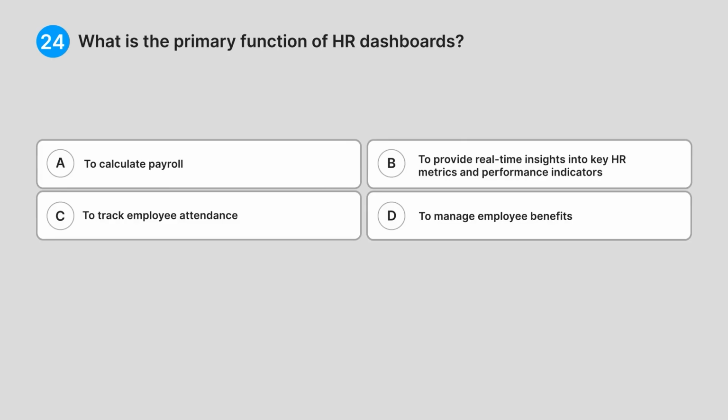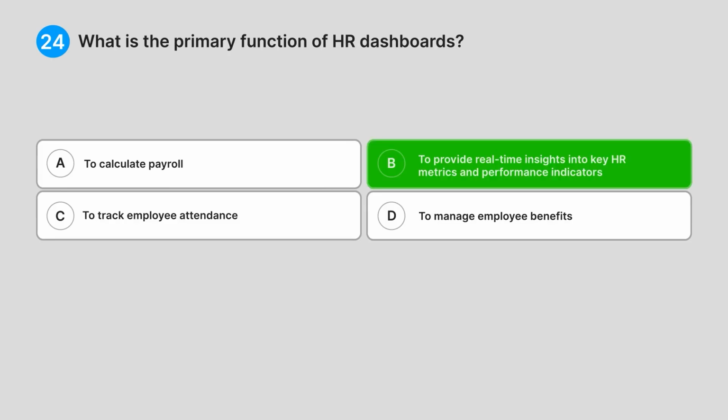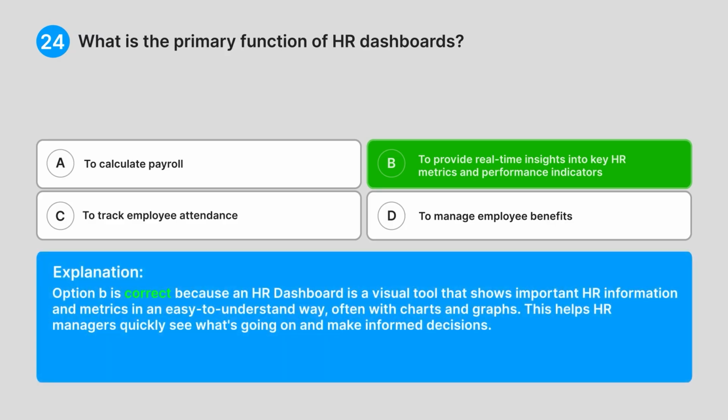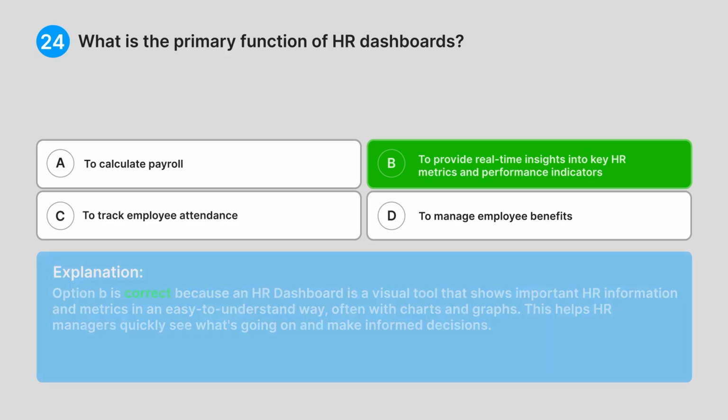Correct answer, B. To provide real-time insights into key HR metrics and performance indicators. Explanation. Option B is correct because an HR dashboard is a visual tool that shows important HR information and metrics in an easy-to-understand way, often with charts and graphs. This helps HR managers quickly see what's going on and make informed decisions.